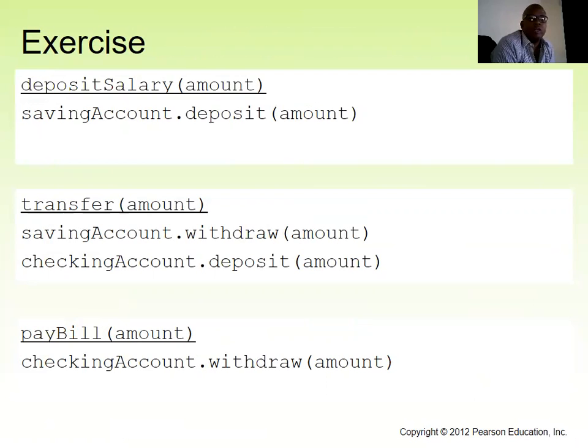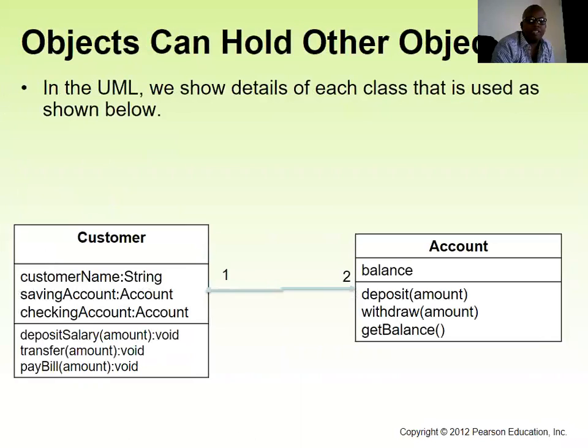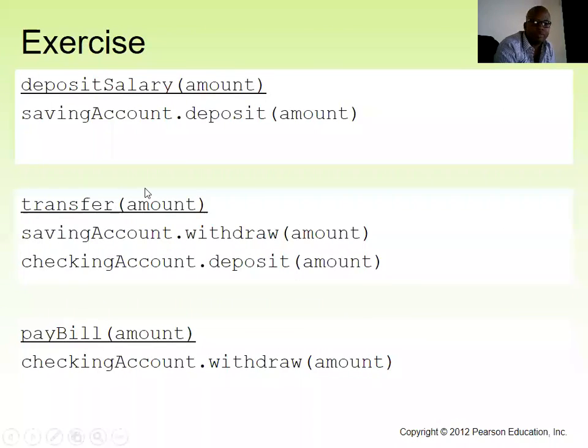For deposit salary, you could deposit that to your saving account. So you call saving account's deposit, and you pass the amount in there. Remember, in customer we have saving account. What is that? It's of type account. And remember, account has a deposit, withdraw, and a get balance. So we can say this object dot deposit and the amount. So we call deposit from this object, which is of type account, with an amount. Remember, deposit takes in an amount, but we're calling deposit on the object of type account, and we're passing in the amount. Kind of easy, right?